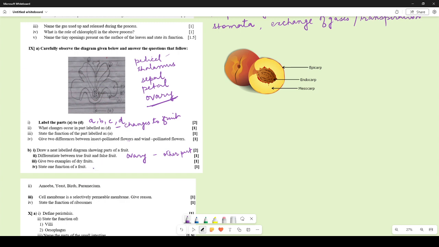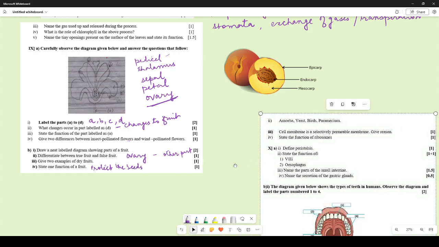State one function of fruit. The main function of the fruit is to protect the seeds. So they protect the seeds within them so that they can disperse later on and germinate to form new plants. But if someone has written the fruits are nutritious and they make us healthy, then also I have given you marks, because that is also a proper answer as such.